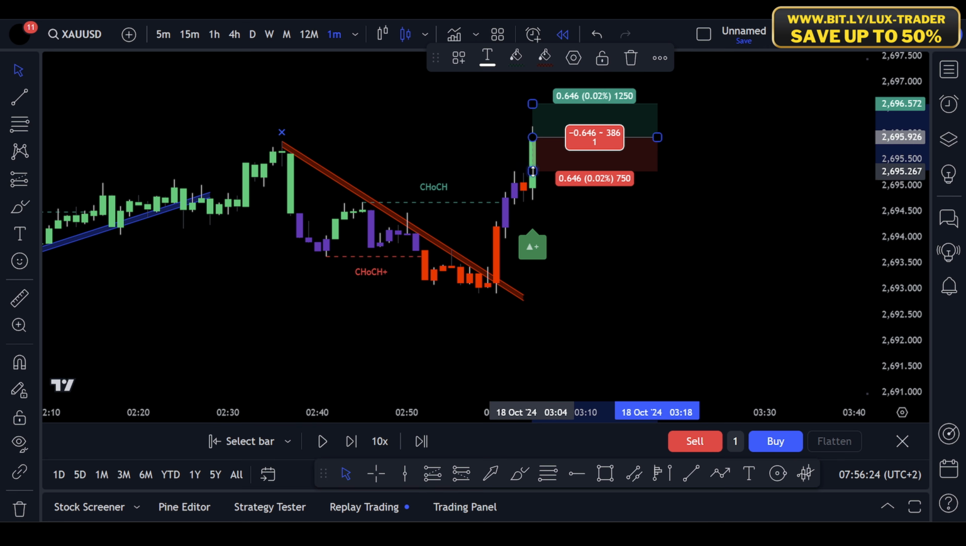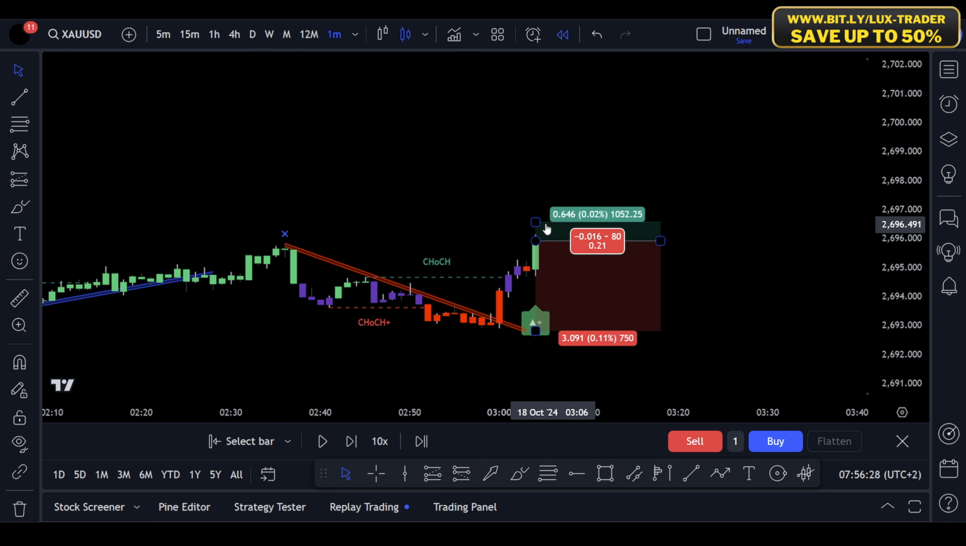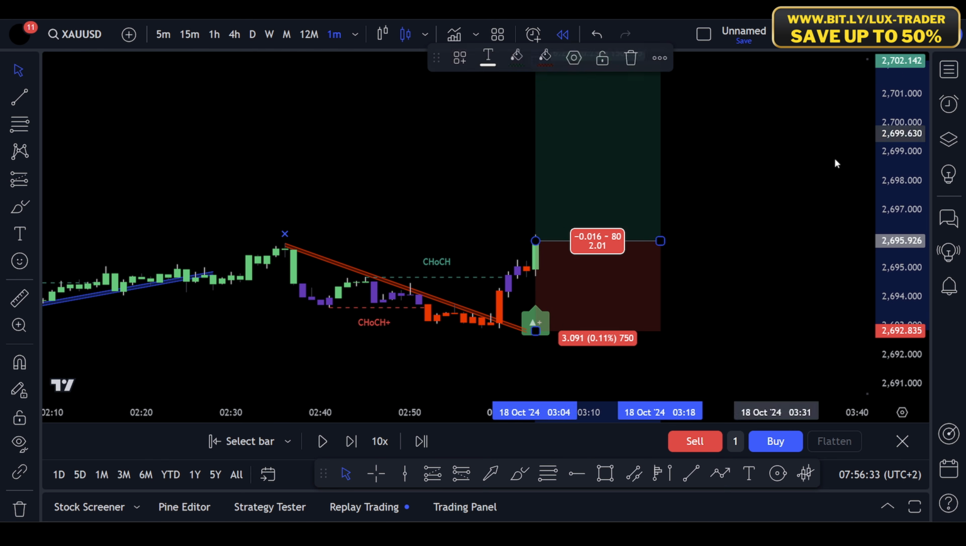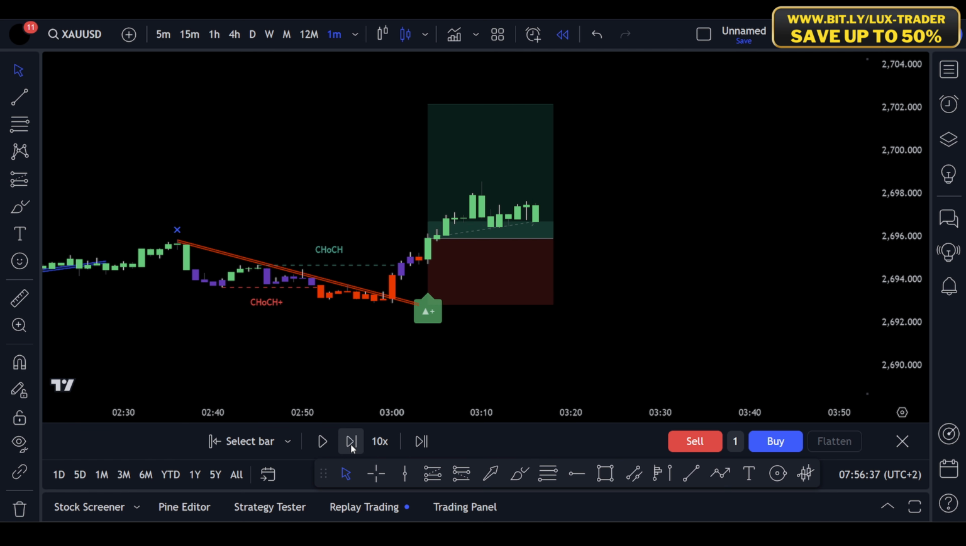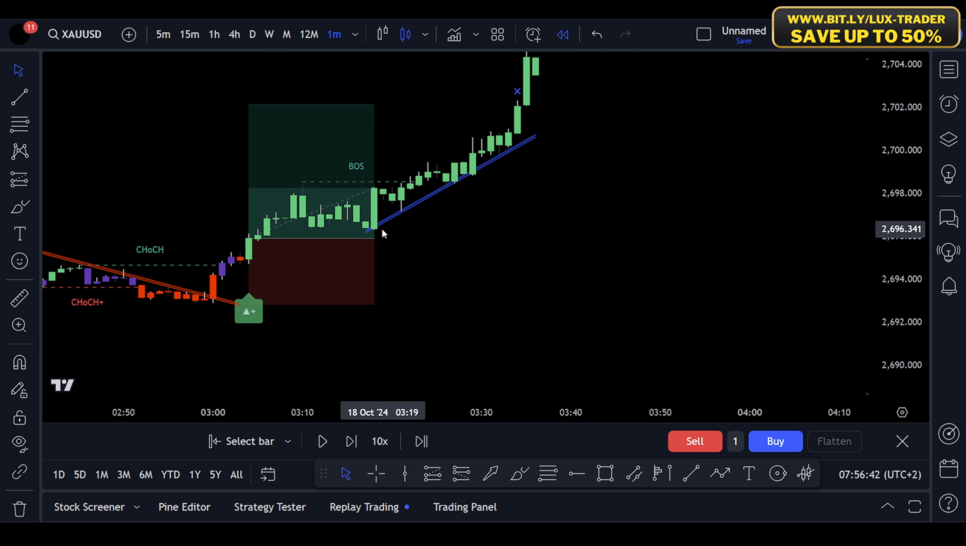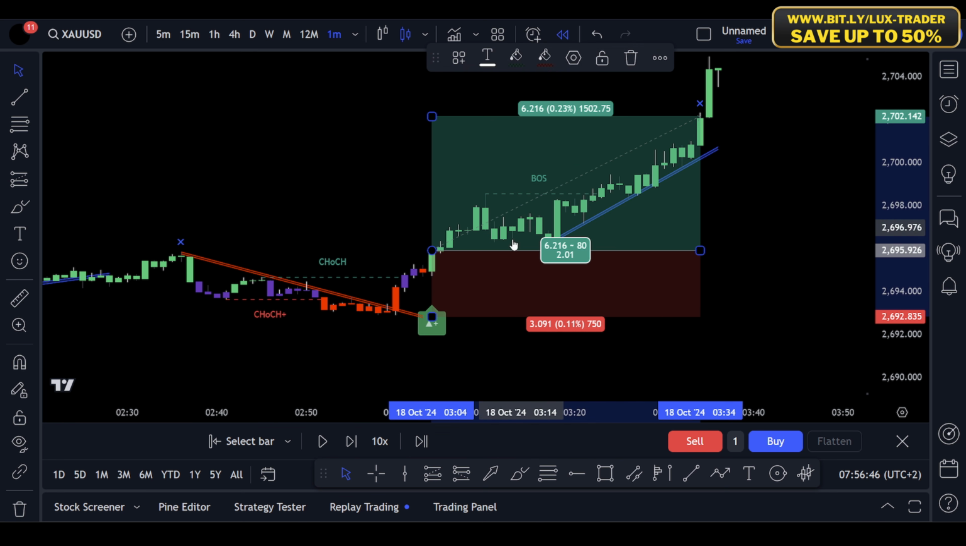For the stop loss, we can either use the recent swing low or the trend line as a protective level. Once again, we'll be targeting a 1-to-2 risk-reward ratio to ensure we maintain a favorable balance between risk and reward.